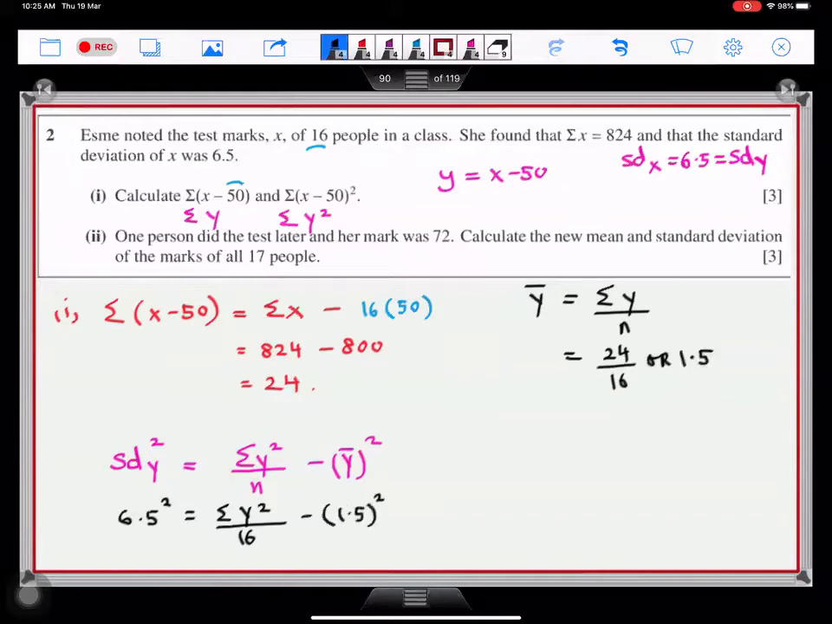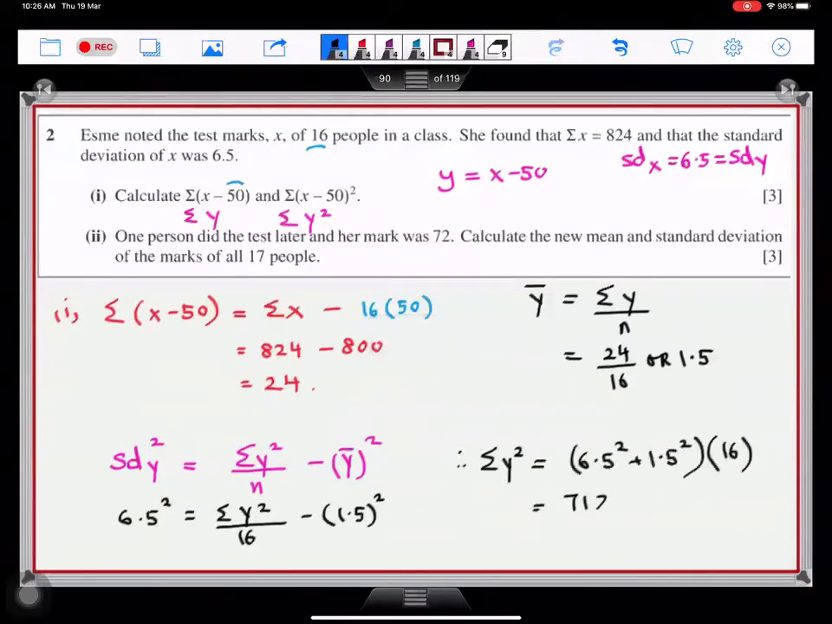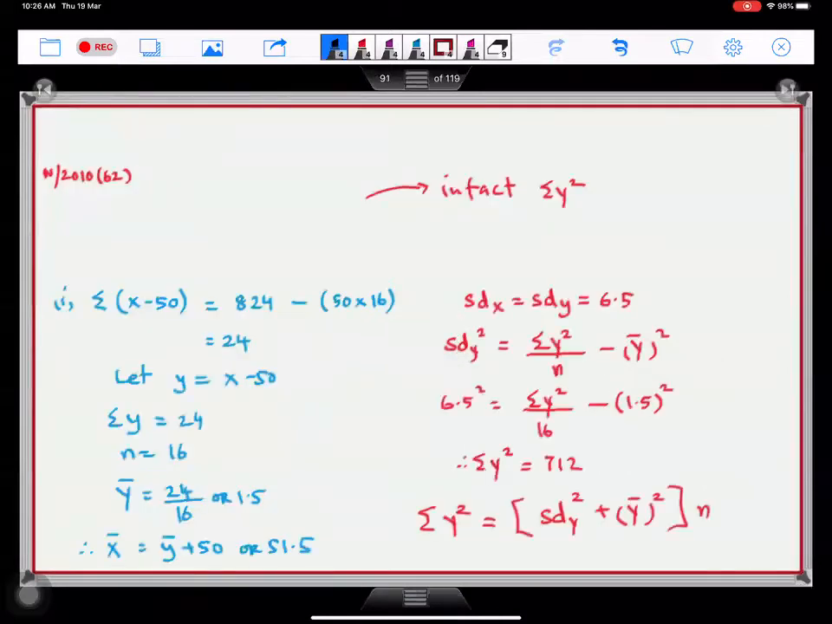Therefore, when I make sigma y square the subject, that is 6.5 square plus 1.5 square, bracket closed, multiplied with 16, and that answer is on the next page. That comes out to be 712. So sigma (x minus 50) whole square for the data Asme calculated is sigma y square, which is 712. So now look at this working. Straightforward. Let's move on.